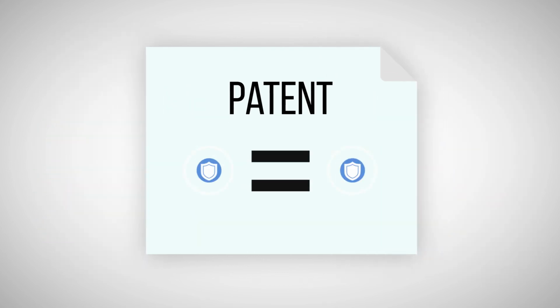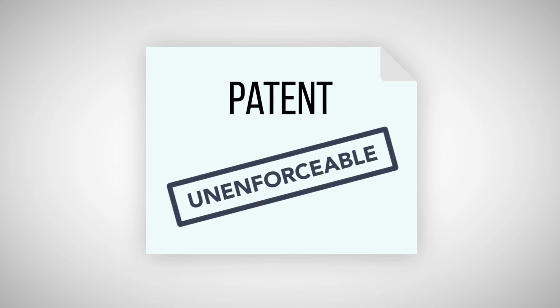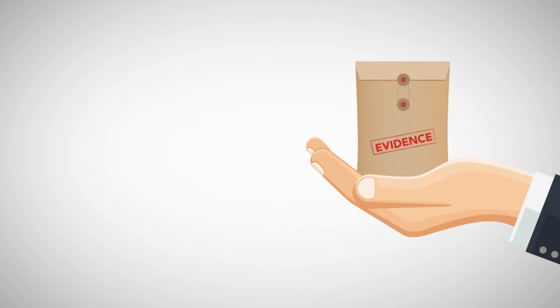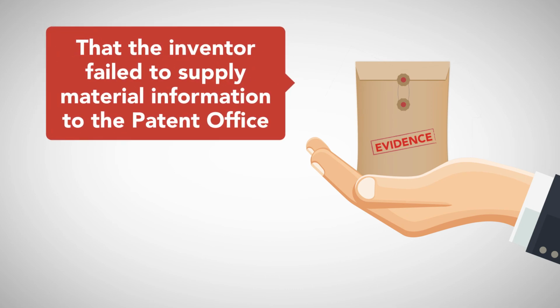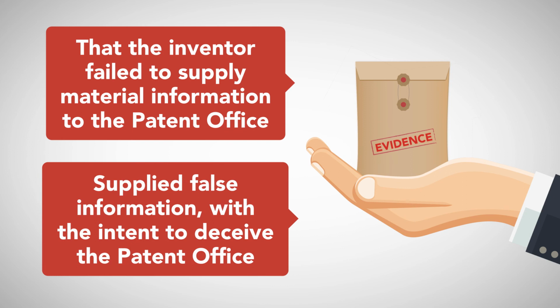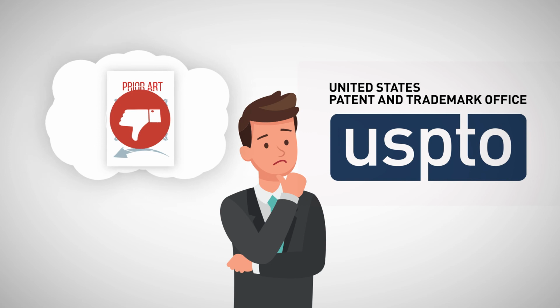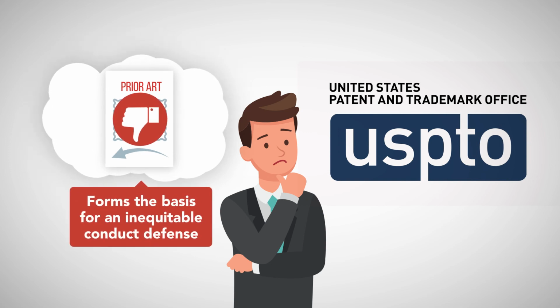Finally, certain equitable defenses apply to patent claims. For example, a patent can be rendered unenforceable if the accused infringer establishes, by clear and convincing evidence, that the inventor failed to supply material information to the patent office, or supplied false information with the intent to deceive the patent office. The failure to disclose known, relevant prior art often forms the basis for an inequitable conduct defense.